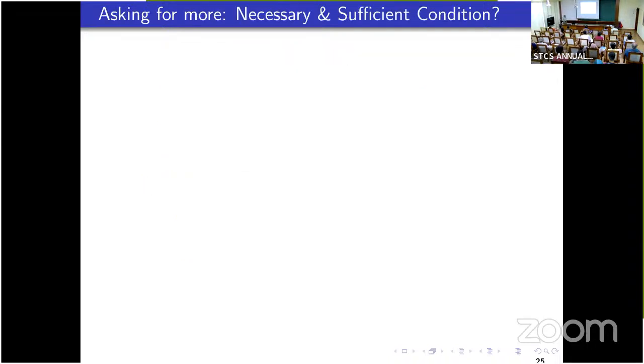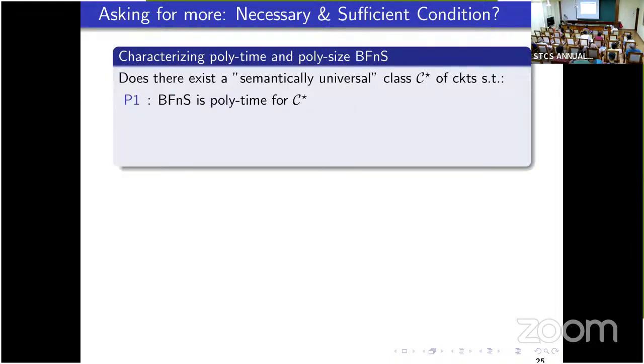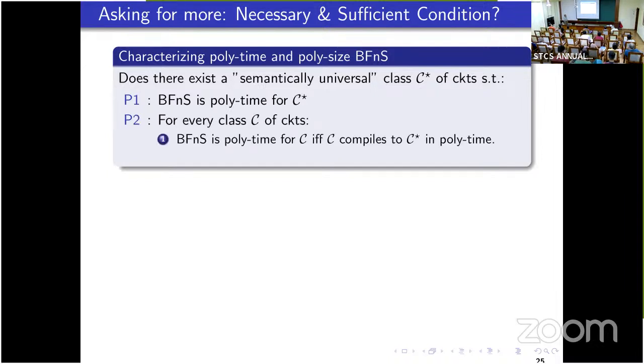Okay. And I'll just quickly end with the last two, three slides: can we get a necessary and sufficient condition? This was a necessary condition. So essentially, we are asking this question: does there exist a class C star of circuits, which I say is semantically universal, so that every Boolean function has a representation in this class, such that this problem is polytime for C star? And for every class C such that C is polytime, like BDDs or synthesis negation normal form, this is polytime if and only if any circuit in C can be compiled to a circuit in C star in polytime.